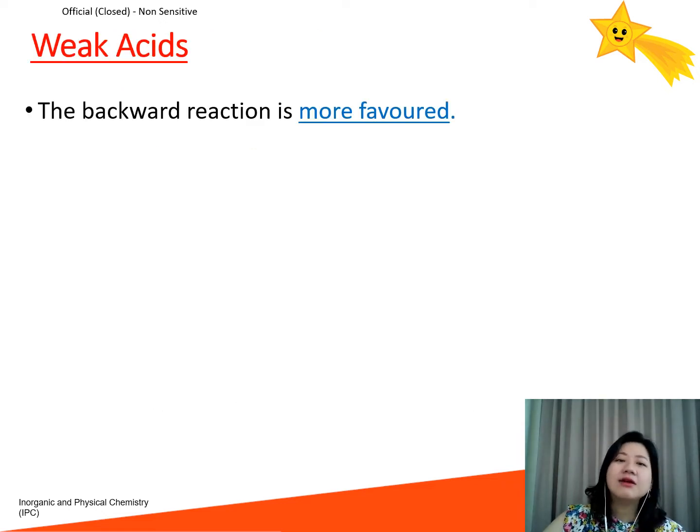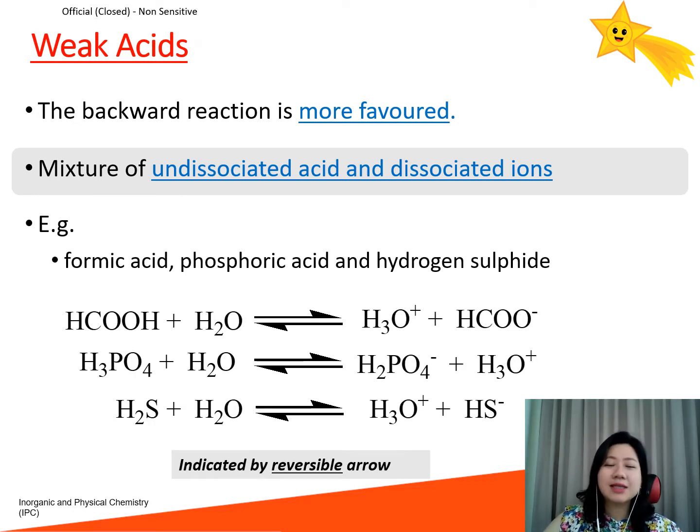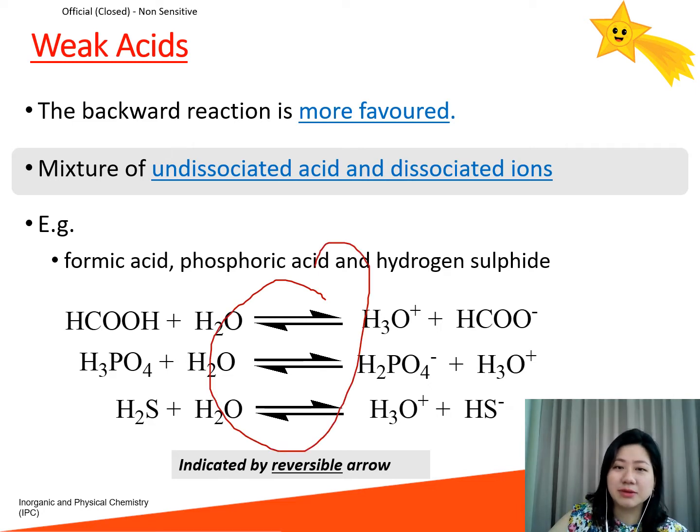On the other hand, for weak acids, the backward reaction is actually more favored. When a weak acid is dissolved in water, it is not completely ionized, so the solution contains a mixture of undissociated acid and dissociated ions. Some examples of weak acids are formic acid, phosphoric acid, and hydrogen sulfide. As you can see, the acid dissociation reaction shows a reversible arrow.